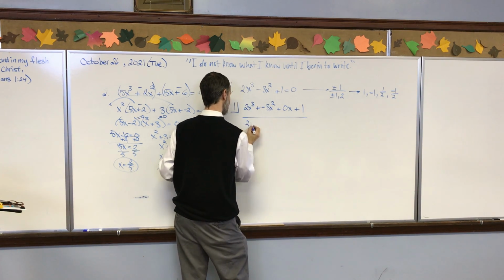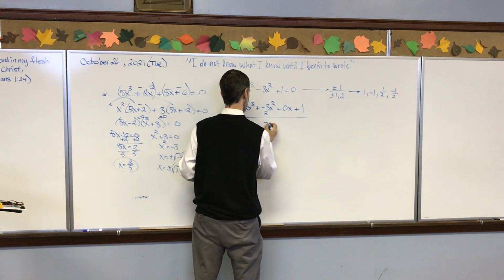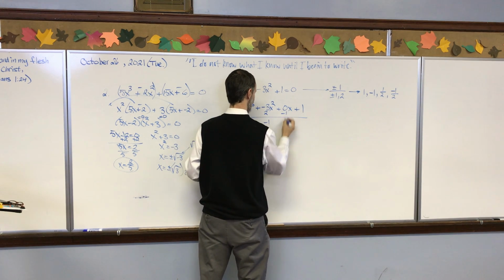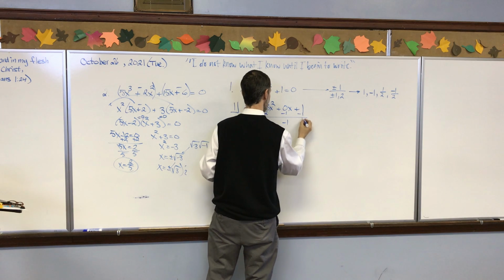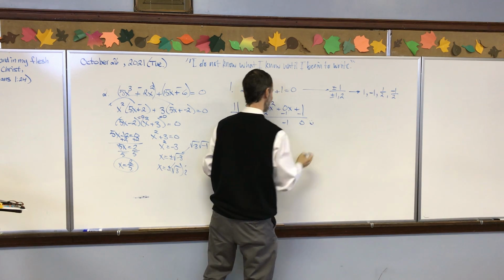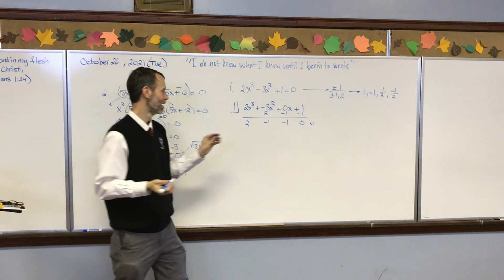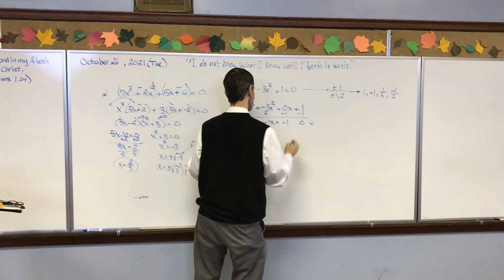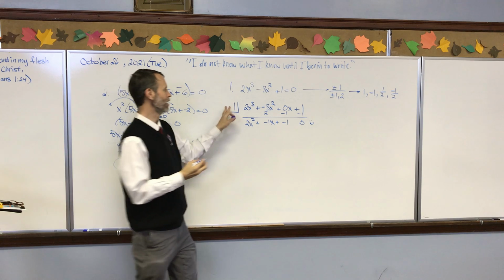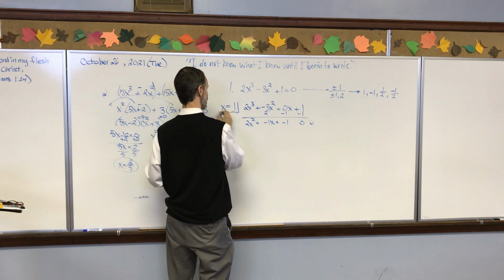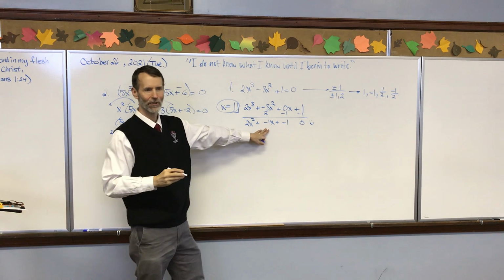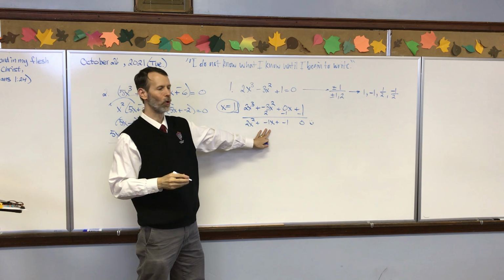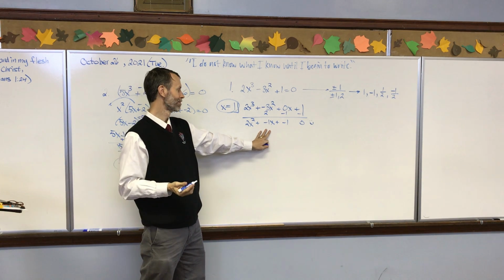So add, multiply, add, multiply, add, multiply, add. It worked. This thing is really 2x squared plus negative 1x plus negative 1. I know that x equals 1 is a solution. This thing is now small enough to factor or use the quadratic formula.